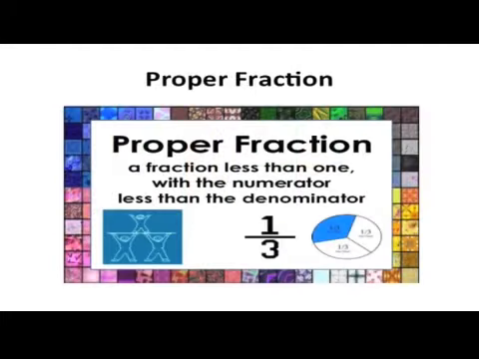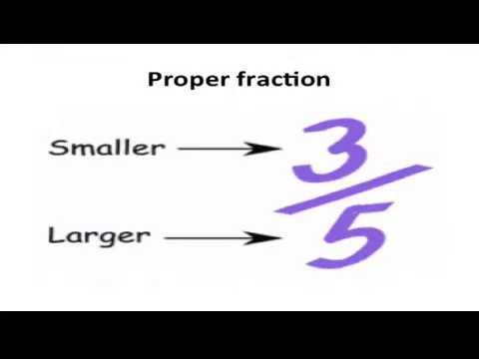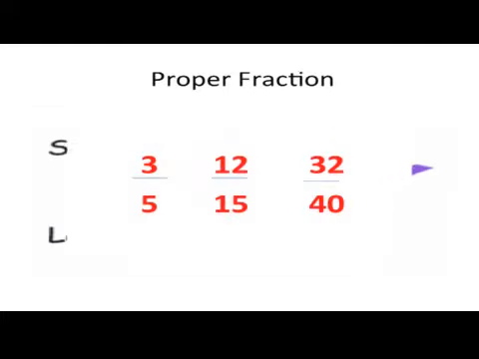Now, we shall see about a proper fraction. If the numerator is less than the denominator, then the fraction is called a proper fraction. Example, 3 divided by 5, 12 divided by 15, 13 divided by 40.